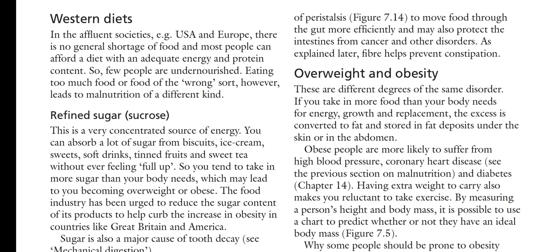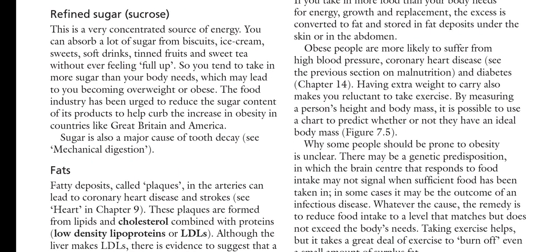So here we're starting with the carbs. We can say the refined sugar, that is sucrose, and sucrose, as we know, is a disaccharide made up of glucose and fructose. These are two monosaccharides: glucose, C6H12O6, contains the aldehyde group, and fructose contains the ketone group.